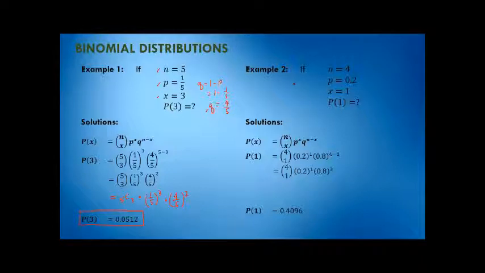Example number 2, so katulad lang din ng example number 1, given na tayo ng mga parameters. So we have n, which is 4. This is the number of trials. Then p is equal to 0.2. This is the probability of success. x is equal to 1. Ibig sabihin, this is the number of success among the trials. What is the probability of that success?